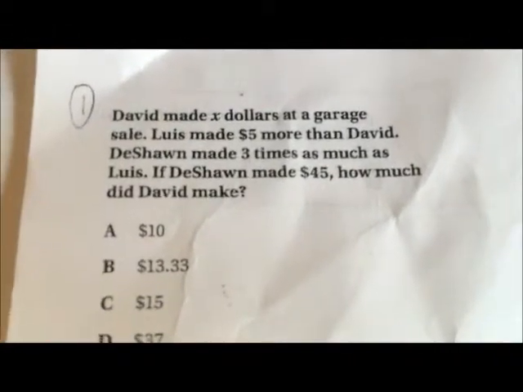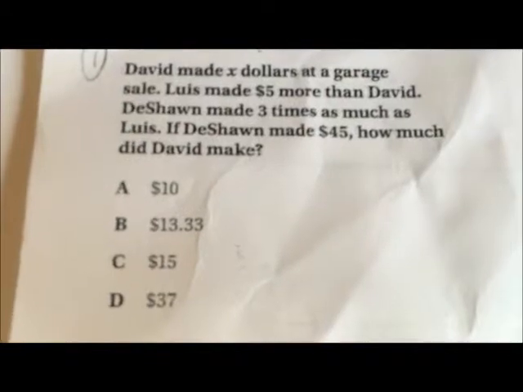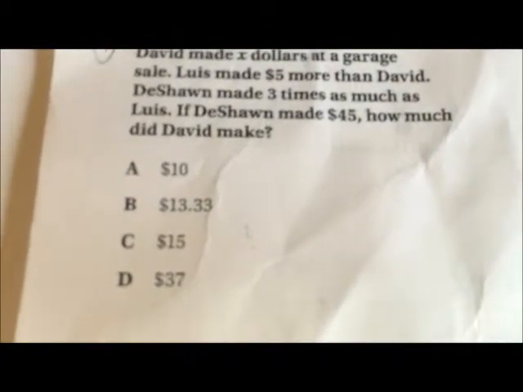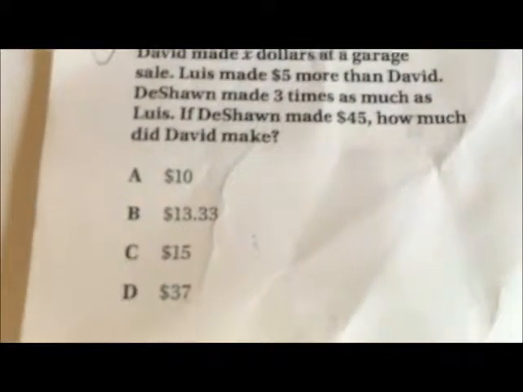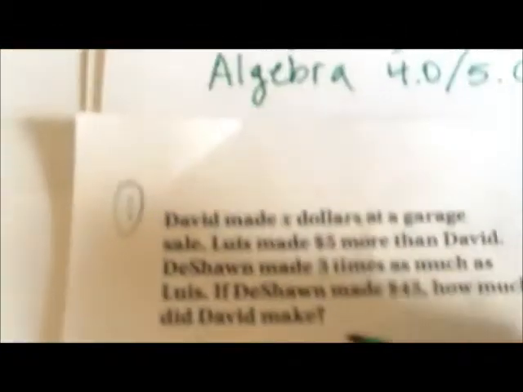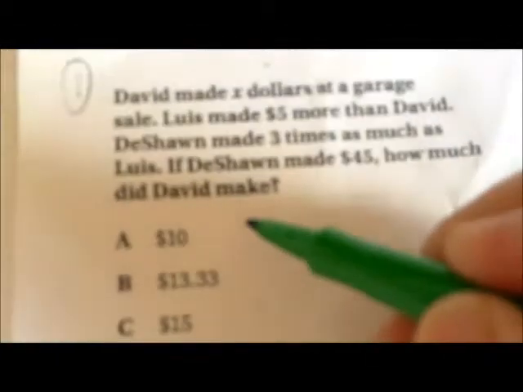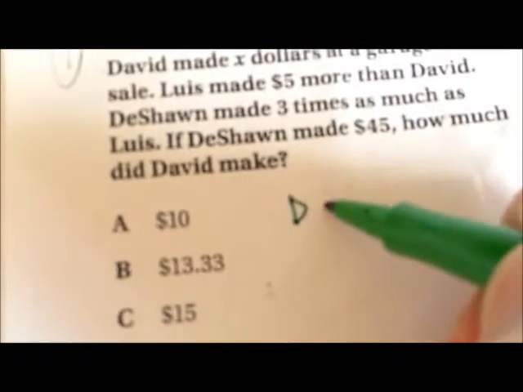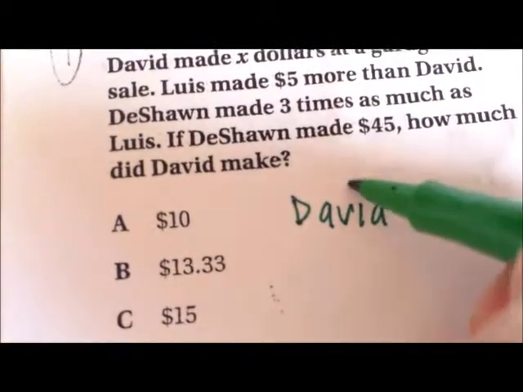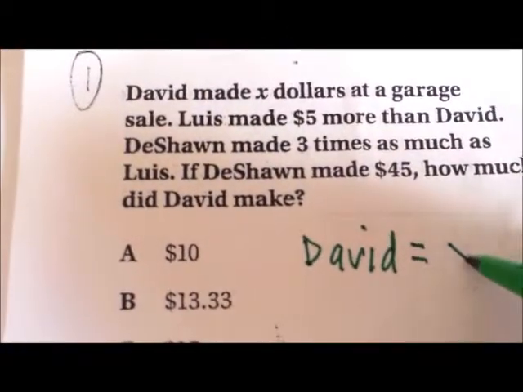David made X dollars at a garage sale. Luis made 5 more than David, and Deshawn made 3 times as much as Luis. If Deshawn made $45, how much did David make? Okay, so David made X dollars, so we're going to put David equals X because we don't know how much he made.